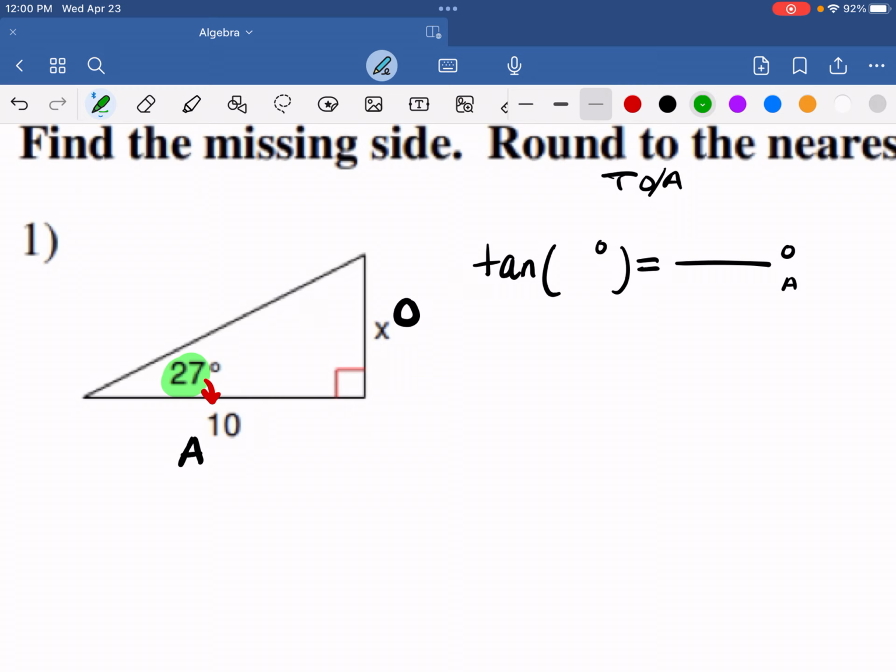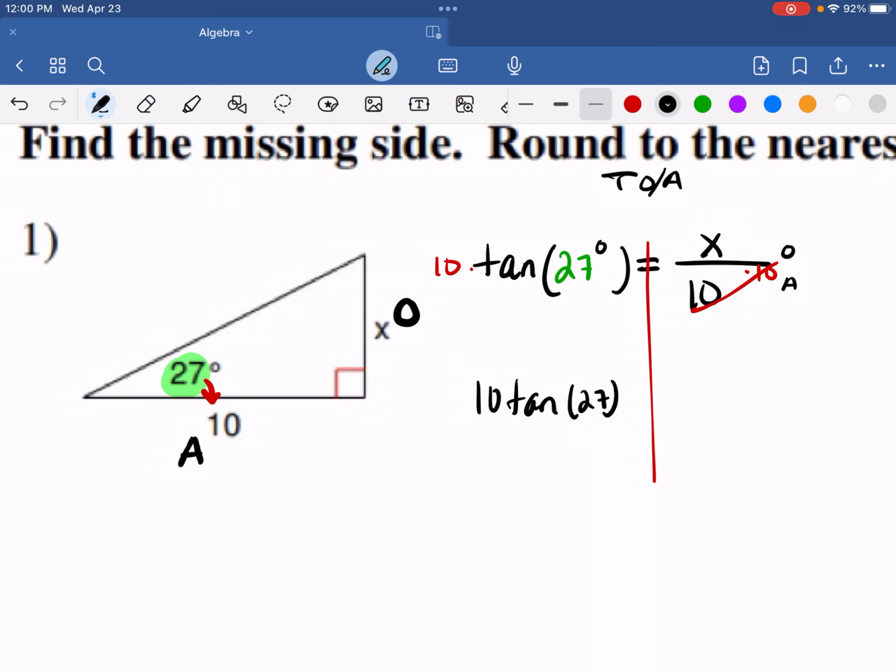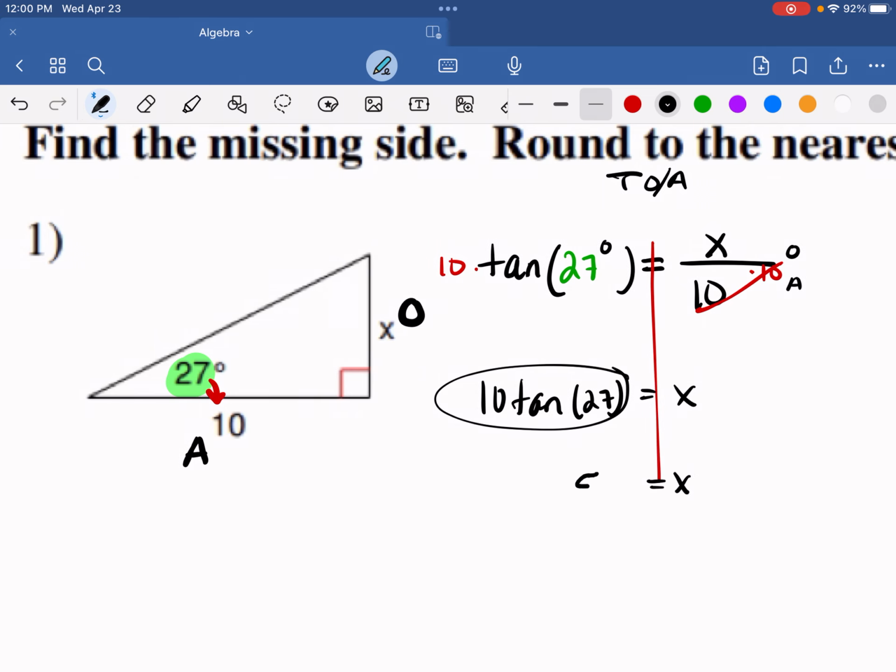Okay, the degree is 27 degrees, and then the O is X, and the A is 10. And then you solve for X. Okay, on this side, X is on the right. It says X divided by 10, so the opposite is to multiply by 10. You multiply this side by 10, so the answer is 10 tan 27. And that's the answer to X. So you want to type this into the calculator. So I'm going to type it in, 10 tan 27, and the answer should be 5.09. So I'm going to round, and I'm going to round to 5.1. And that's how long that side is. That side is 5.1, and the other side was 10.